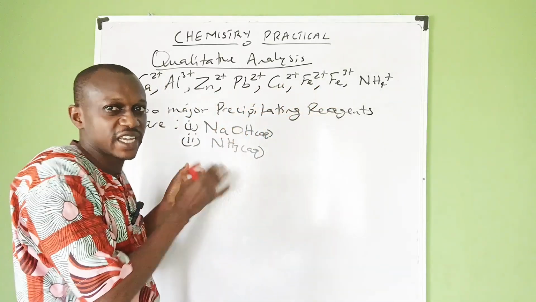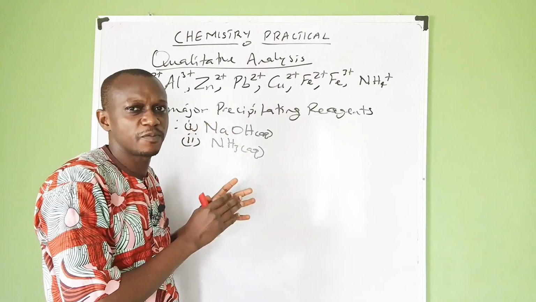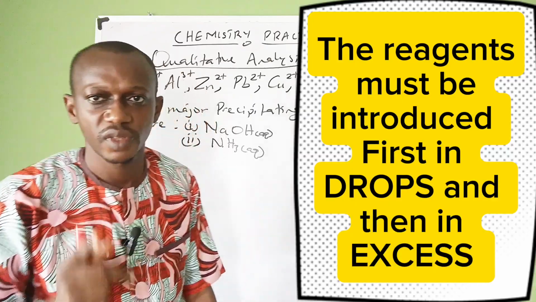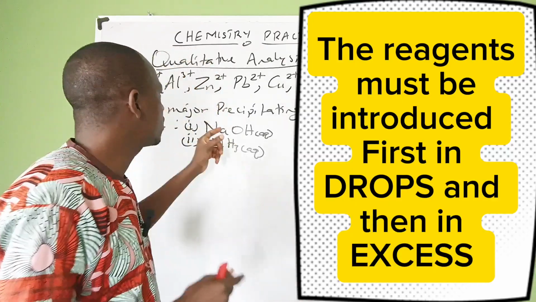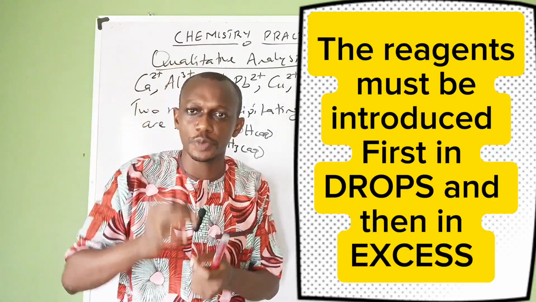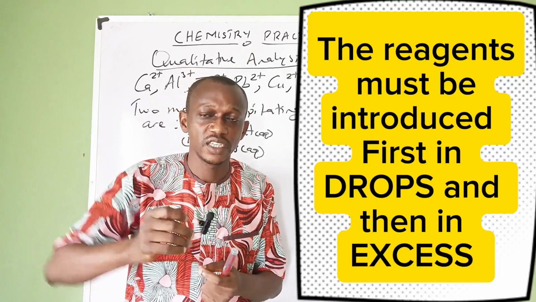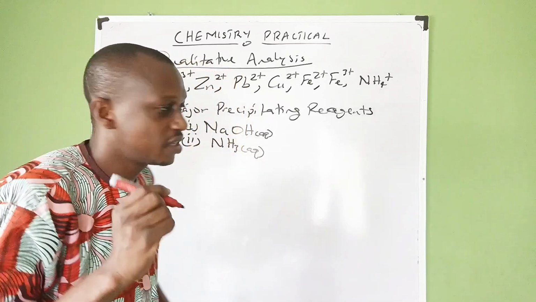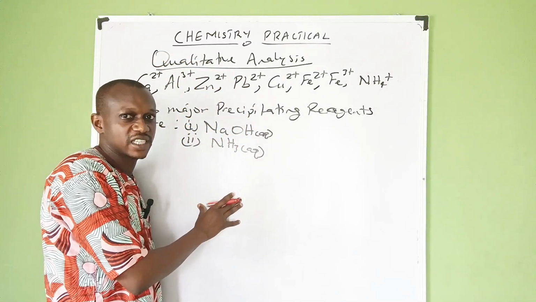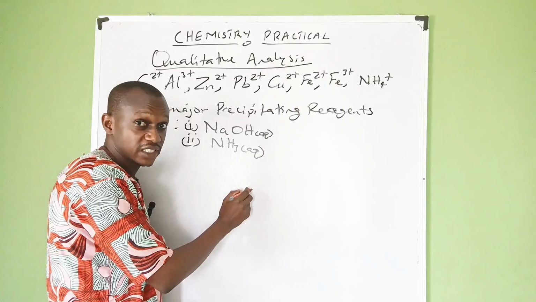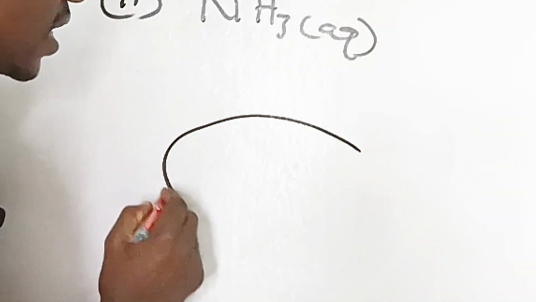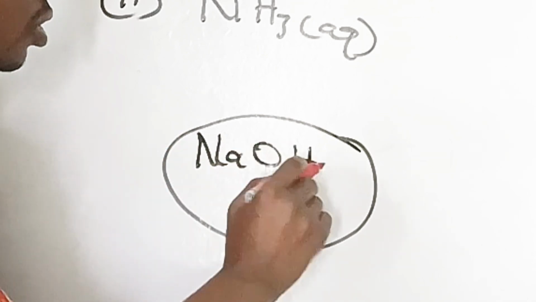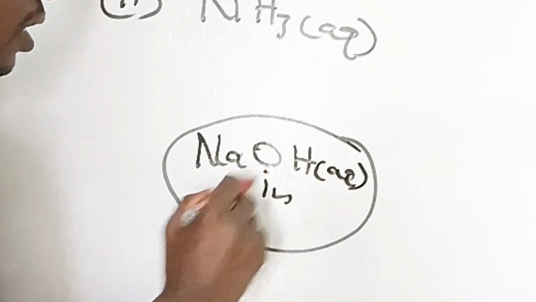So let me now give you a sketch of how you can understand it better, on how you can use this to get them. The first thing you have to know is that this reagent must first of all be introduced in drops. That's the first stage, in drops. After that, we now go in excess. What are we expected to see? Let me put a sketch to make it easy. I sketch it here: sodium hydroxide in drops.